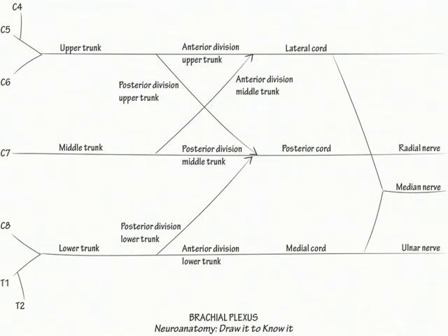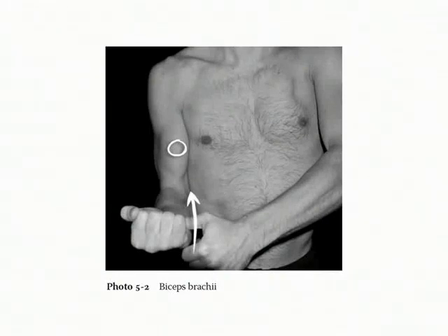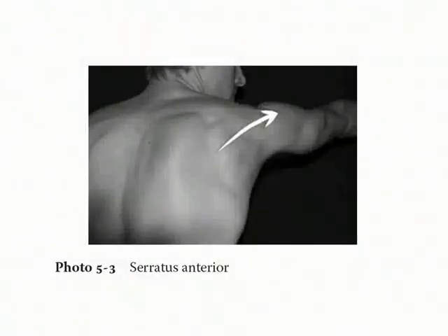Next, just distal to the lateral cord, label the musculocutaneous nerve, which innervates the biceps brachii muscle. Flex your arm at the elbow to demonstrate its action. Now show C5, C6, and C7 together derive the long thoracic nerve, which innervates serratus anterior. It pulls the scapula forward and outward.